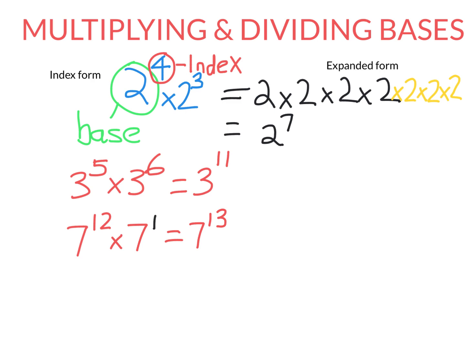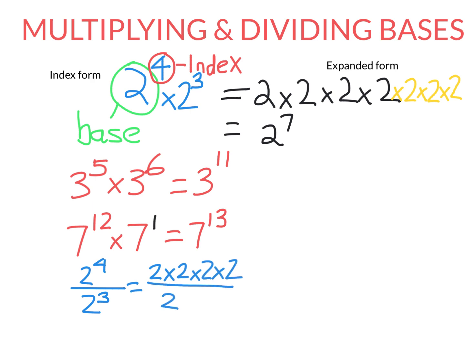What about if instead of doing 2 to the power of 4 times 2 to the power of 3, I did a division? So remember this fraction line here means divide. So on top, 2 to the power of 4 is just 2 times itself 4 times. And of course, 2 to the power of 3 is 2 multiplied by itself 3 times.